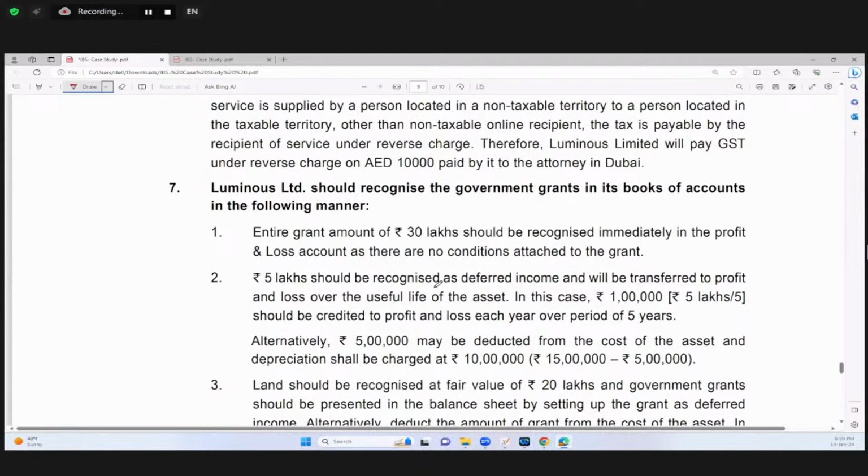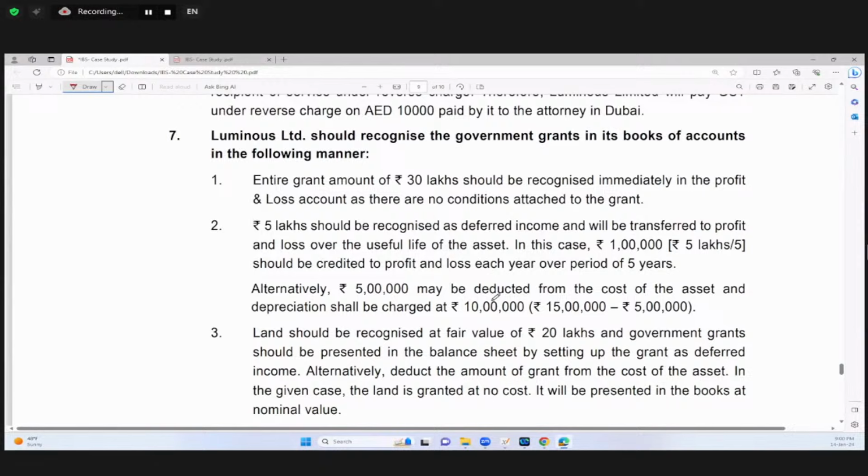The second part was regarding a grant given against your non-current asset. So 5 lakh should be recognized, as there were two different methods which we discussed. One was to recognize it as deferred grant income, and the other was to reduce it from the cost of the asset. Here, the first part of point 2 discusses the first method, where 5 lakh is recognized as deferred grant income and is transferred to P&L over the useful life of the asset. In this case, 5 lakh divided by 5 years, 1 lakh is to be recognized every year as deferred income.